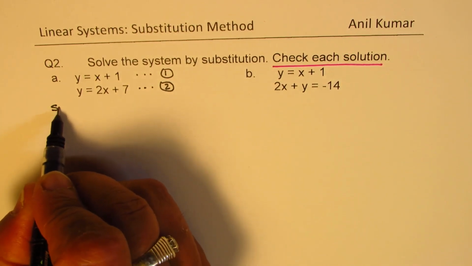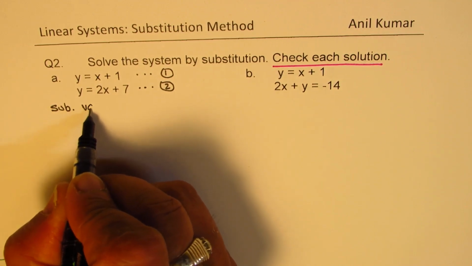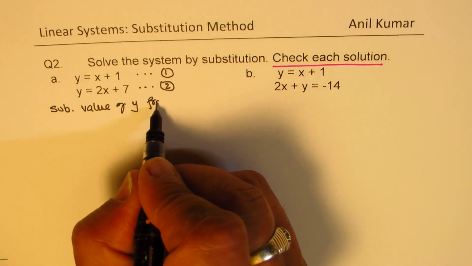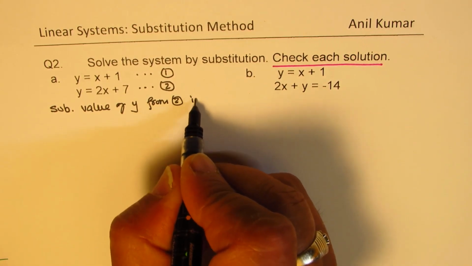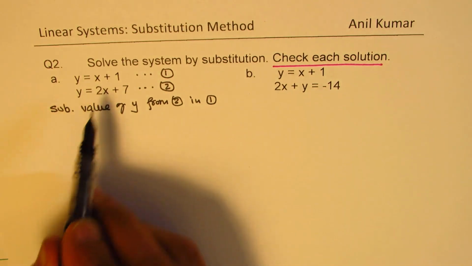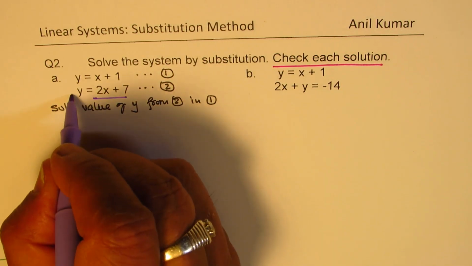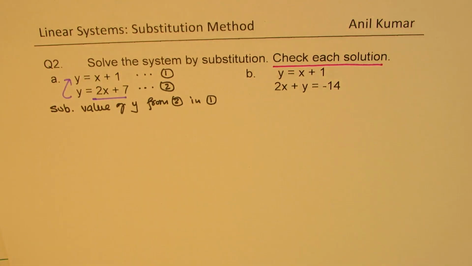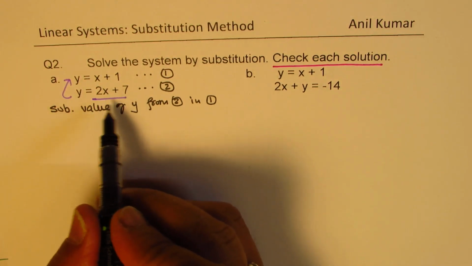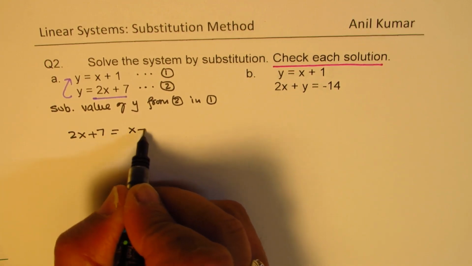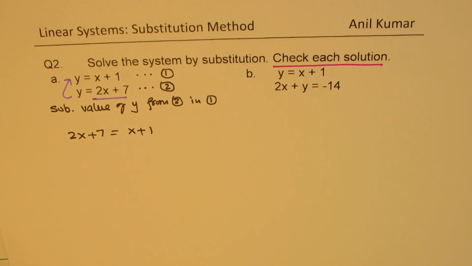So we'll substitute the value of y from 2 in 1, right? This value of y, which is 2x plus 7, I am going to substitute in 1. That is the whole idea, right? So I hope you got the concept. So I could rewrite this as 2x plus 7 equals x plus 1. Is that clear? So I've done the substitution, and therefore this method is called the substitution method.